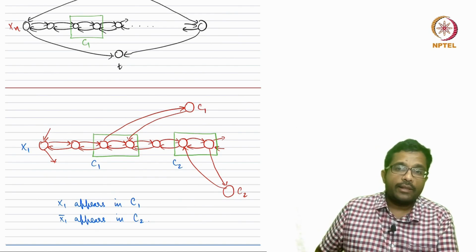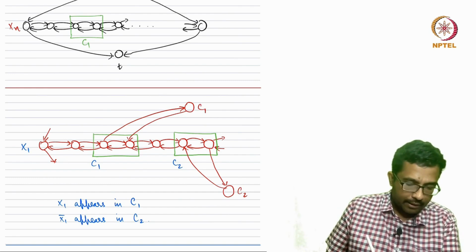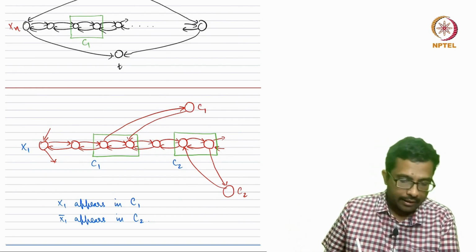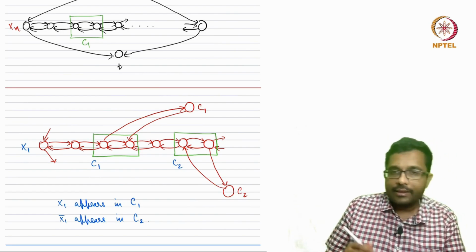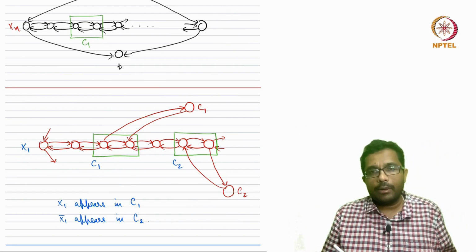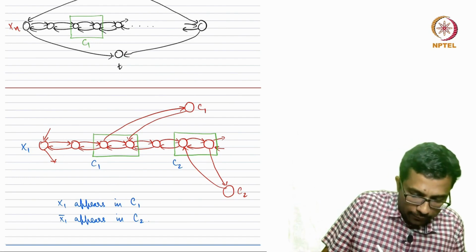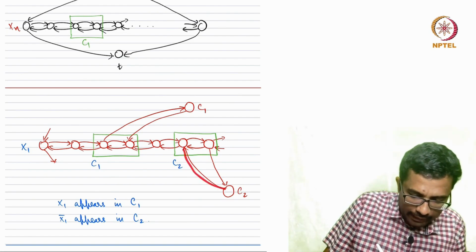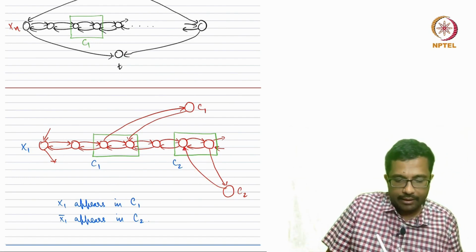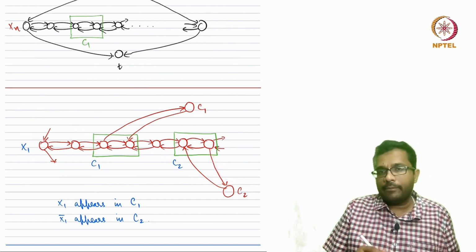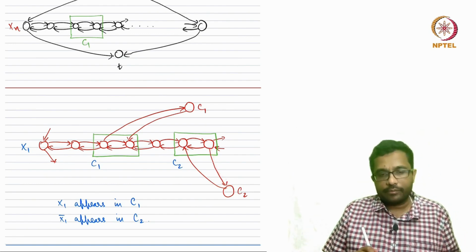If x1 appears in C2, we will do the same thing. But suppose for instance x1 complement appears in C2. Then we do the same thing, but the only difference is that if x1 complement appears, the order is reversed. So the first vertex, we put a directed edge from C2 to that first vertex in the box, and the second vertex we put a directed edge from the vertex to C2.